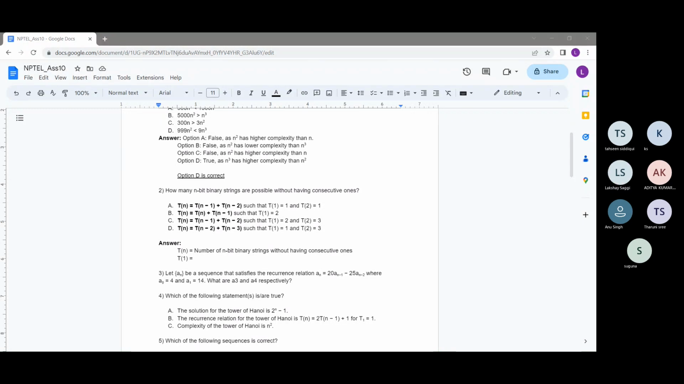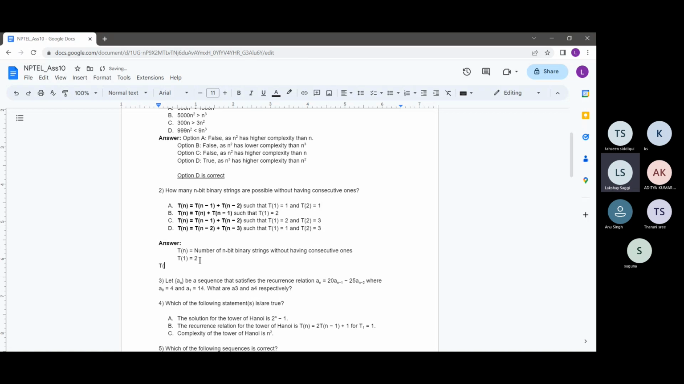What's your answer? Yes, you are correct. The answer will be 2. What are the possible 1-bit binary strings? It can be either a 0 or a 1, since it contains 1 bit only. Both of these, the 0 as well as the 1, do not contain consecutive ones. So T of 1 will be 2.